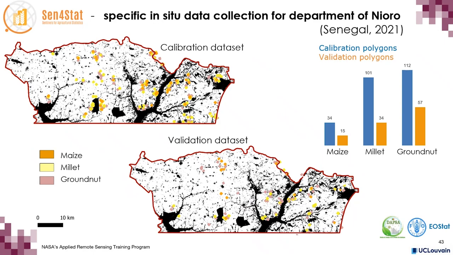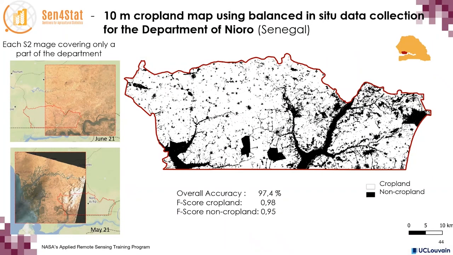In this case, we select randomly across the landscape the fields to be visited as the area was limited. We have selected a calibration dataset, which is completely distinct and fully independent from the validation dataset. You can look at the split. We have more calibration polygons than validation polygons because we have a small number of samples in total. This allows us to process the cropland map and to reach a very good accuracy with an F-score of 0.98 for the cropland, and this time an F-score for the non-cropland of 95, which is much better than the one we got from the existing dataset at the Senegal scale level.